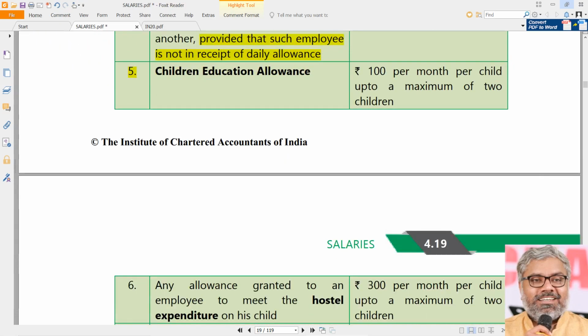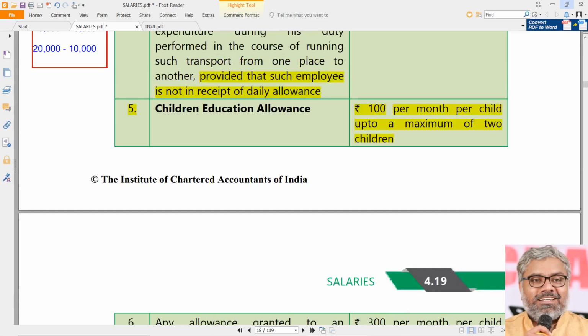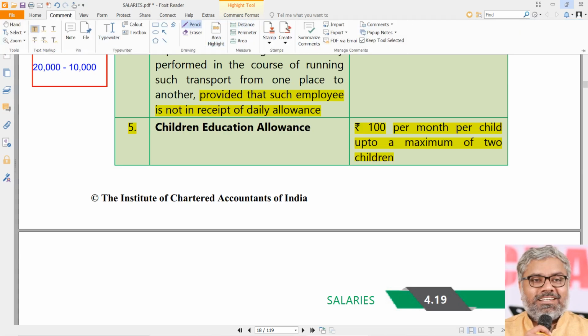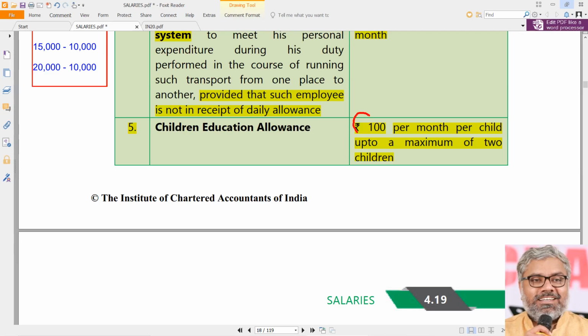Then point number 5, children education allowance. So this is the comedy. Exemption is only 100 rupees per month per child, up to a maximum of 2 children only. We can understand this was there since a long time for family planning purposes, to discourage people from having many children. The reasons we don't need, but definitely this exemption is given for a maximum of 2 children only. But how much is the exemption? That is important. You should remember that. That is 100 rupees per month per child.